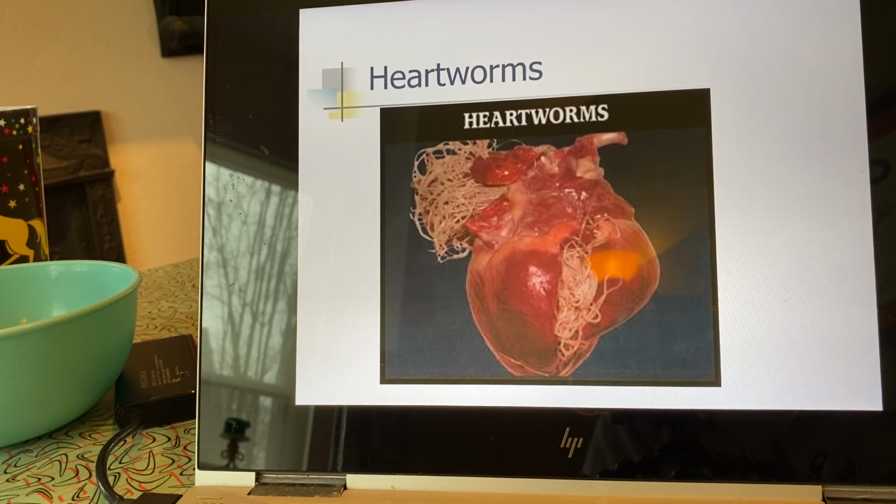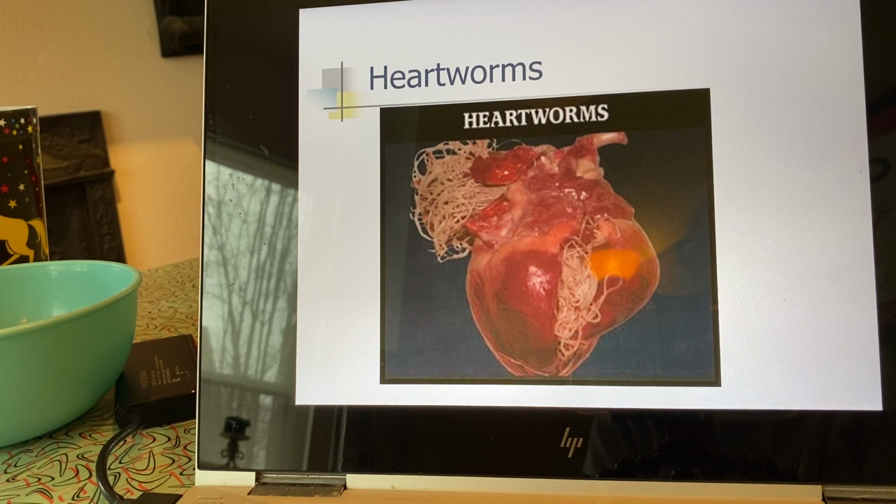So here's an example of ascaris or a roundworm infection in dogs. Yeah, heartworms can be a very deadly disease. The good news is it's prevented by a delicious chewable that the pet only has to take once a month. My dogs love it. Can dogs recover from heartworms?